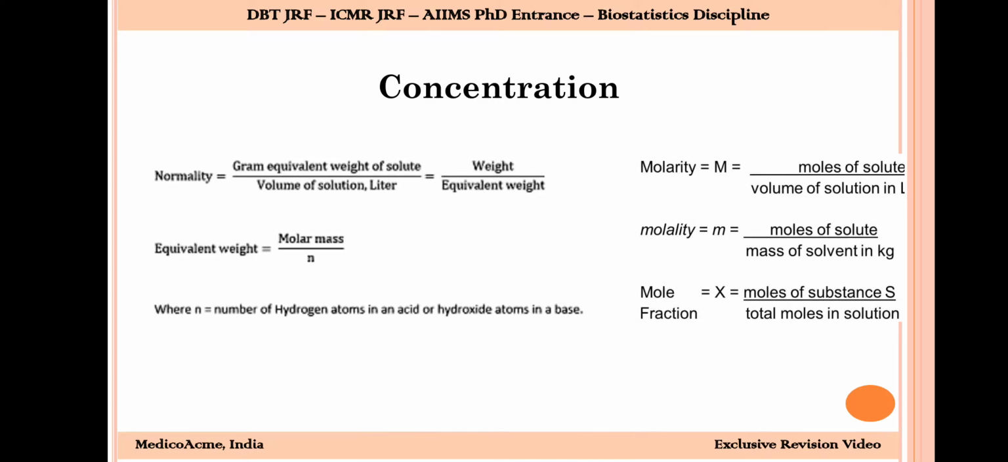So this is the same thing, but here equivalent weight is taken. Equivalent weight equal to molar mass by n, where n is the valence, or you can say the number of hydrogen atoms in an acid or hydroxide ions in a base. So this gives you an idea about the valence and all. Okay, so this is basically based on the valency.